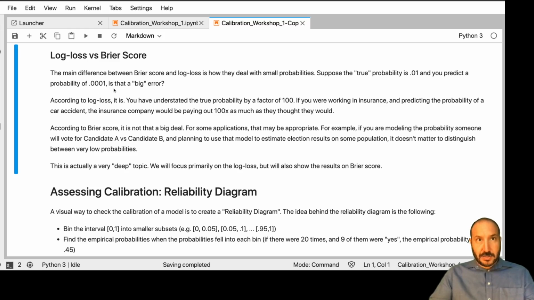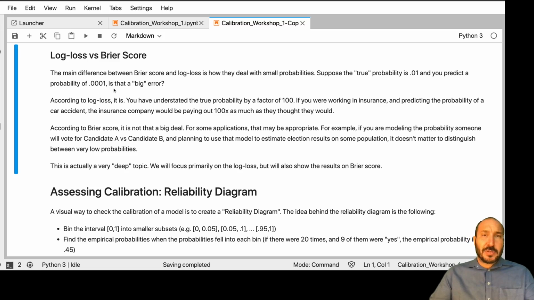That's the question you're trying to answer, and it really might depend on your application. According to log loss, that's going to be a very big error. You've understated the true probability by a factor of 100. If you're working in insurance and you said only 1 in 10,000 of these people is going to have an accident, and actually 1 in 100 of those people had an accident, you'd be paying out 100 times as much on those people as you thought you would, and you'd probably put the company out of business.